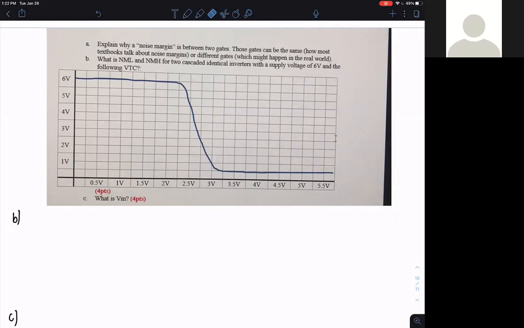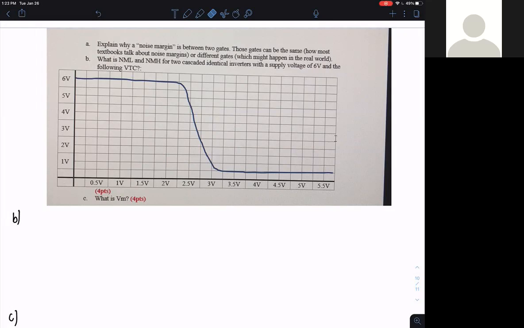Okay, so the first part asks us to explain why a noise margin is between two gates, and it says that those gates can be the same or different gates. Well, noise margin is defined as the amount of noise you can have on a circuit and still have the right answer. In order to fulfill this definition, there needs to be two circuits since one will be the input to the other circuit.